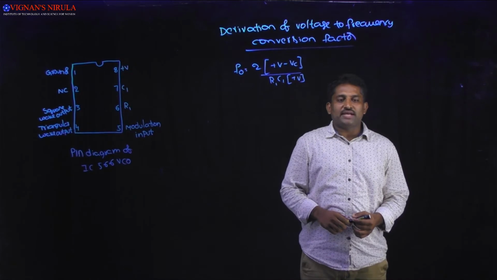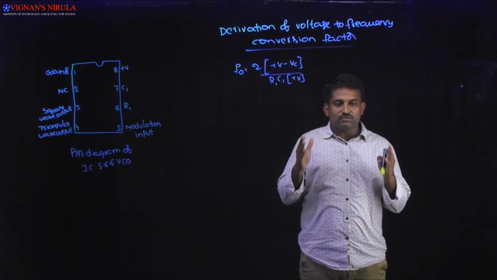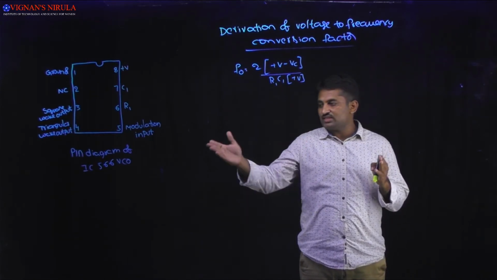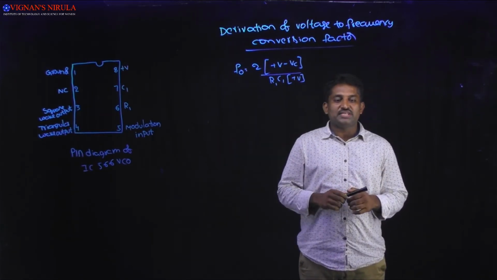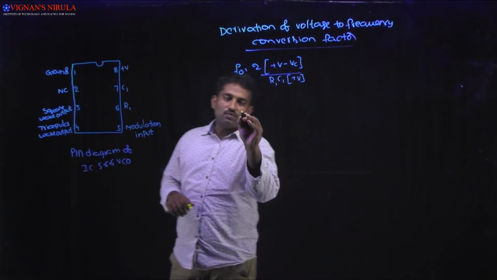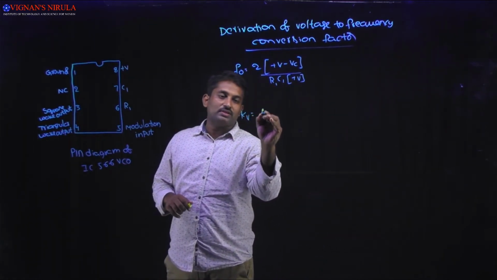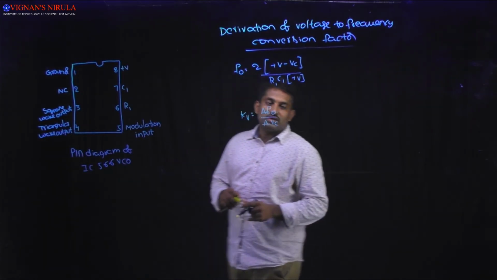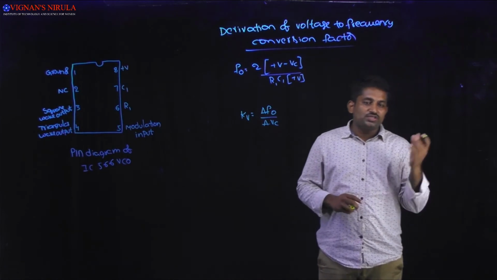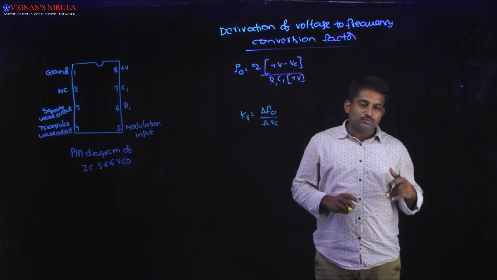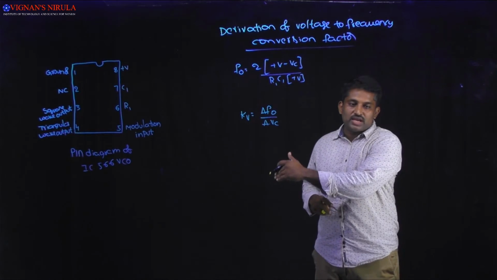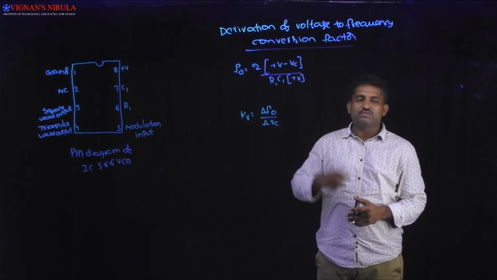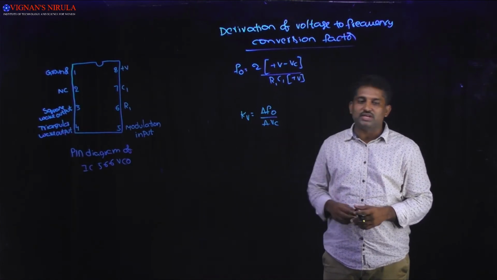The voltage to frequency conversion factor is an important factor of the IC566 VCO, which is represented as kV. What is kV? kV is nothing but delta f0 divided by delta Vc. That is, the ratio of the change in the output frequency with respect to the change in the applied external input voltage is called the voltage to frequency conversion factor, which is represented as kV.